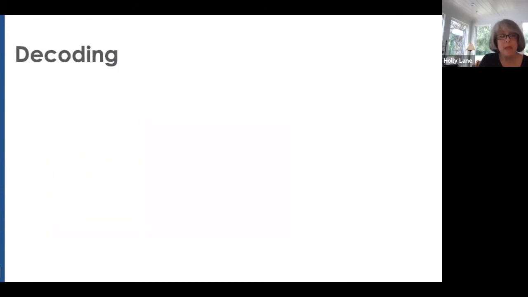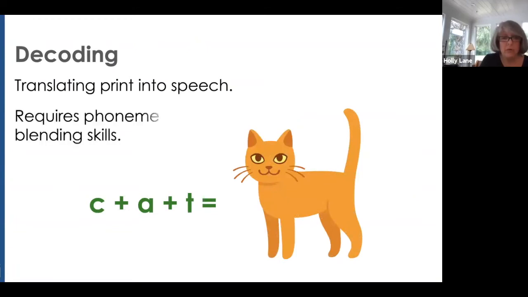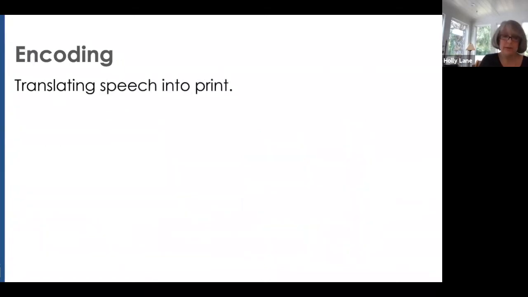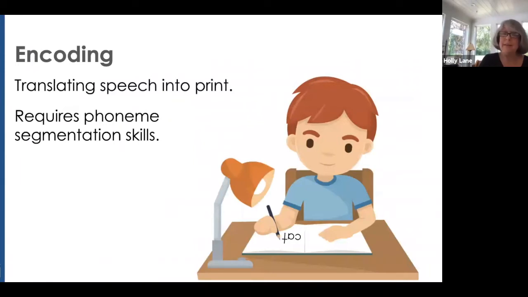When we're talking about decoding, remember that we're talking about translating print into speech. So I see a word written and I say what that word is, okay? K, a, t, cat. This also involves taking those sounds and blending them together. So phonemic blending is a really critical piece here. The opposite of decoding is encoding, so translating speech into print, saying the word and then figuring out how to write that down. And this requires phonemic segmentation skills.